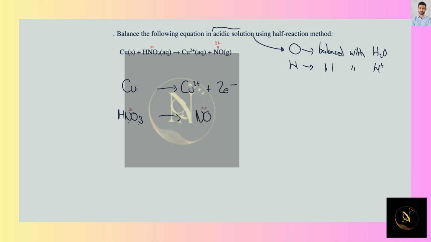We have 3 oxygens here and 1 here, so we need to add waters to account for that. In this case, it would be 2 water molecules. We also need to balance the hydrogen atoms. In this case, we have 2 hydrogen atoms on this side, so we need to balance the 4 hydrogens with the extra hydrogen over here with 3 protons.